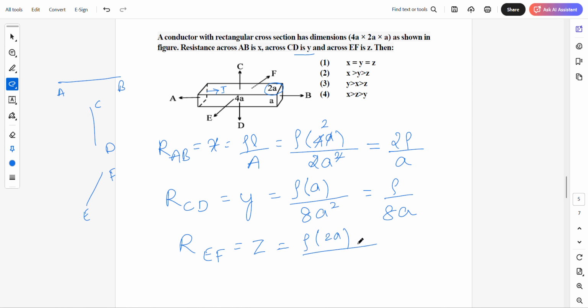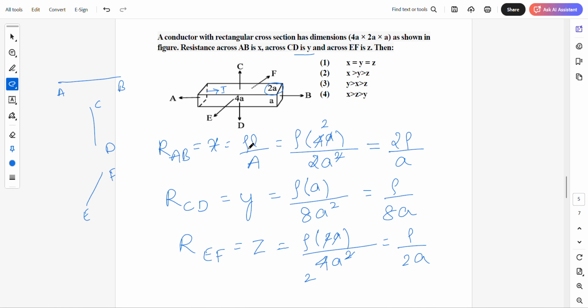Divided by, what is the area? Area is 4A into A. 4A into A is how much? 4A square. That is nothing but rho by 2A, and this A and the power get cancelled. Hope you understood. Okay, RAB is x.